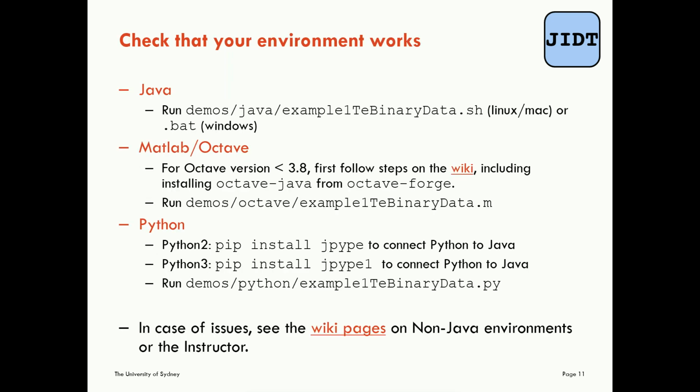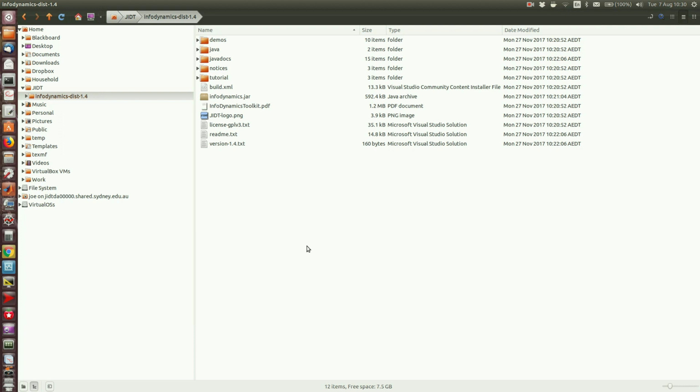Okay, so let's check that our environments work. Let's start with checking the Java environment in the first place. To do that, we're just going to run a short demo script here in the demos Java directory. So let me give you a demonstration of that. Let's switch back to where I have my installation. So here's my installation of the 1.4 version.